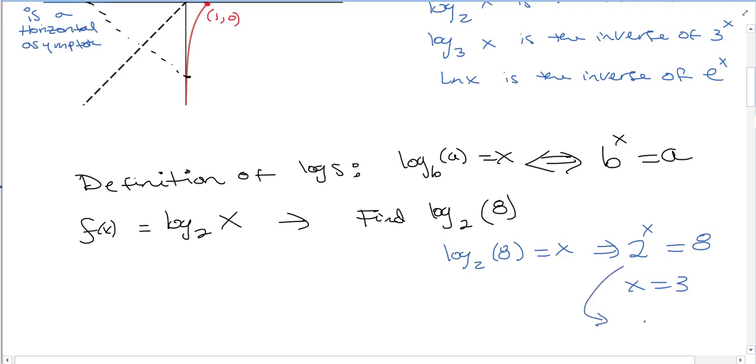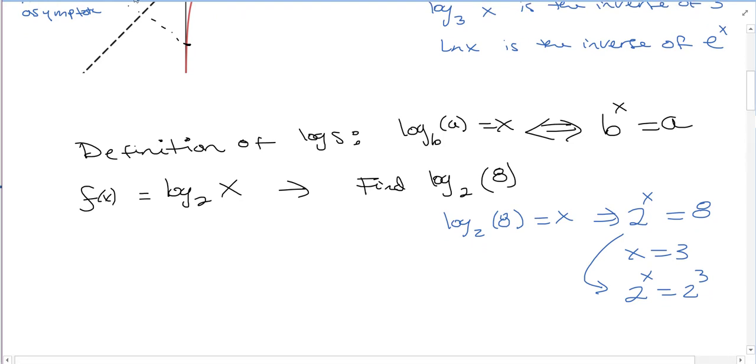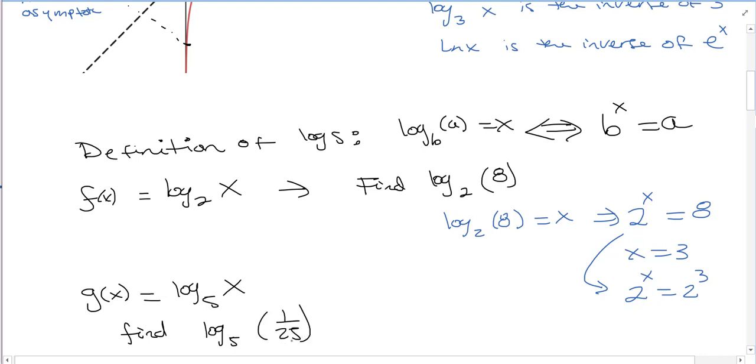The other way that you could do it is try to match the bases. So I can say 2 to the x equals 2 to the third. And as long as the bases are the same, then the exponents have to be the same as well. And so I can do it for any logarithmic function. So if I have g of x equals log base 5 of x, how do I find log base 5 of 1 over 25?